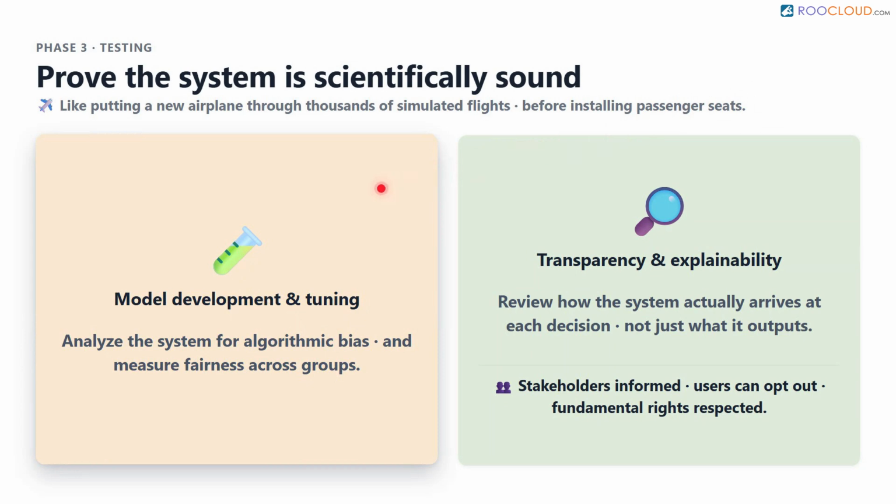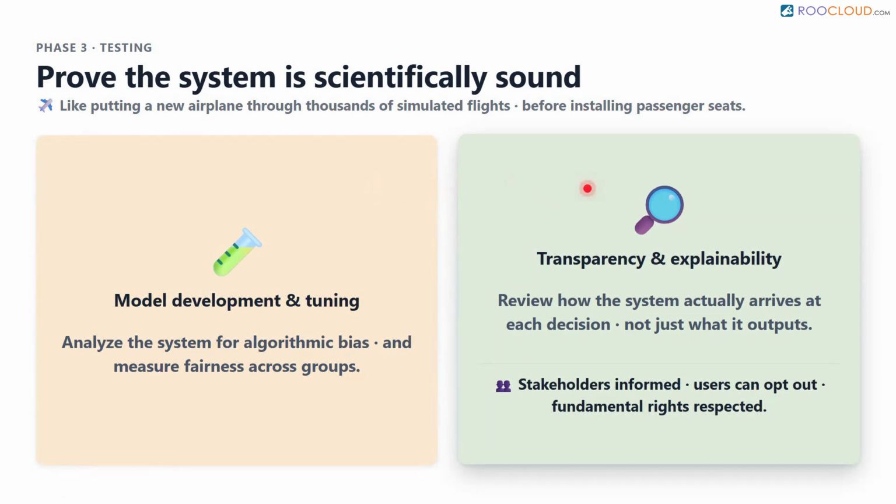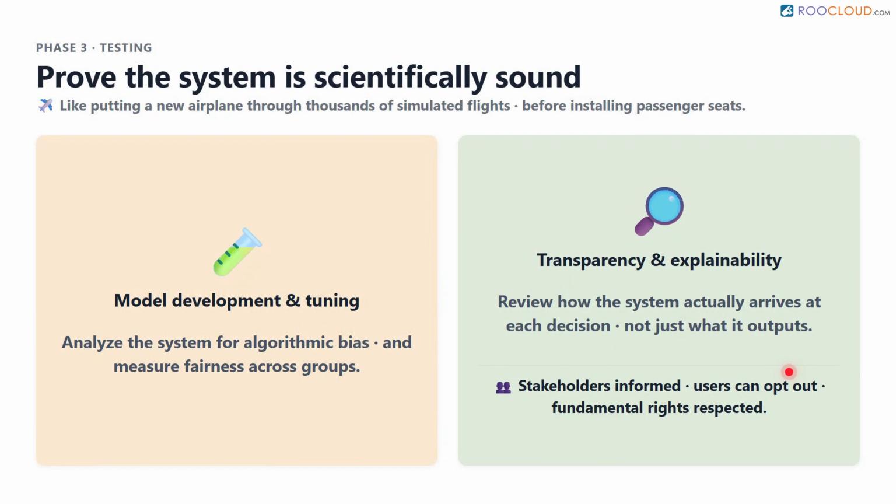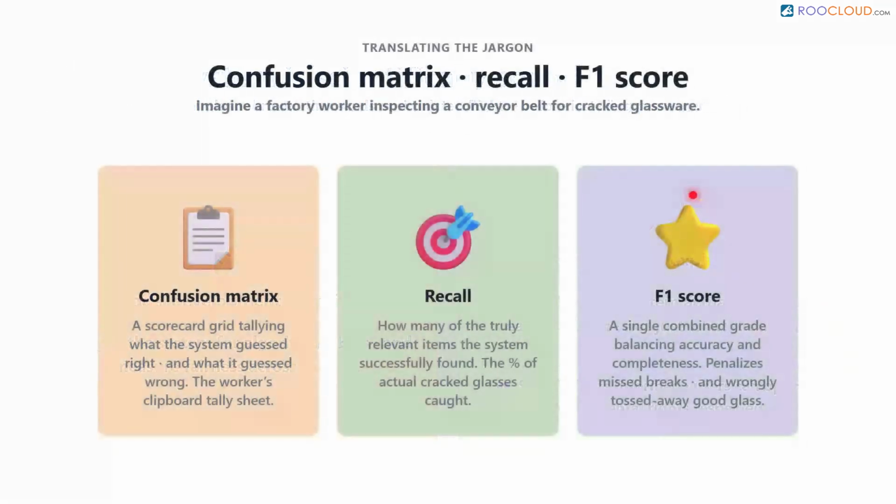This involves analyzing the system for algorithmic bias and measuring fairness. You evaluate transparency and explainability by reviewing how the system makes decisions. You check if stakeholders are properly informed, if users have a way to opt out, and if fundamental user rights are respected. Then you assess model performance.